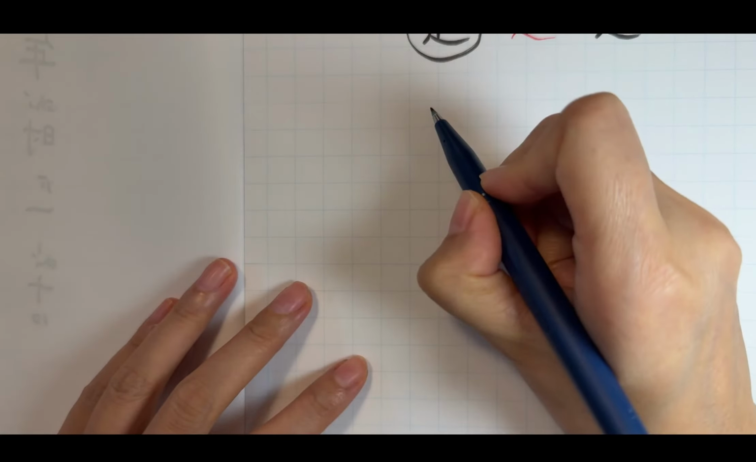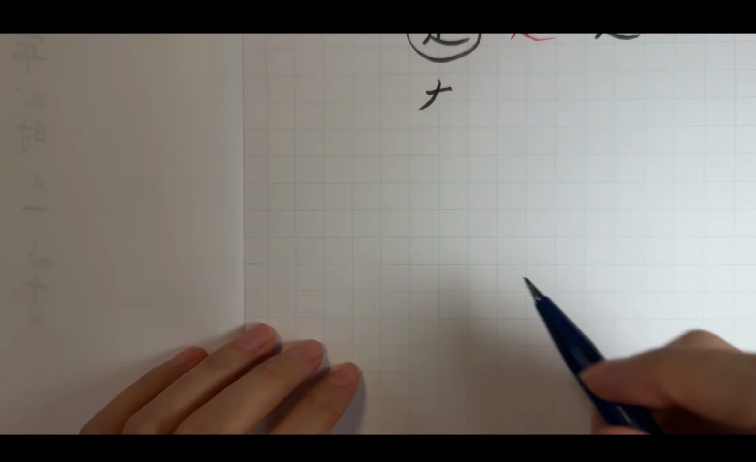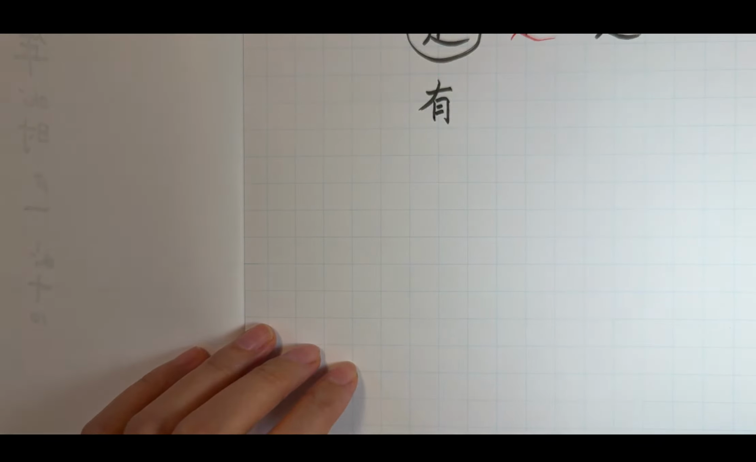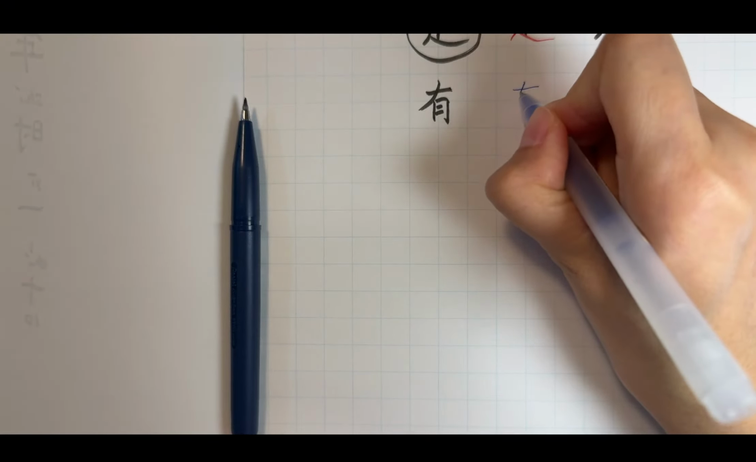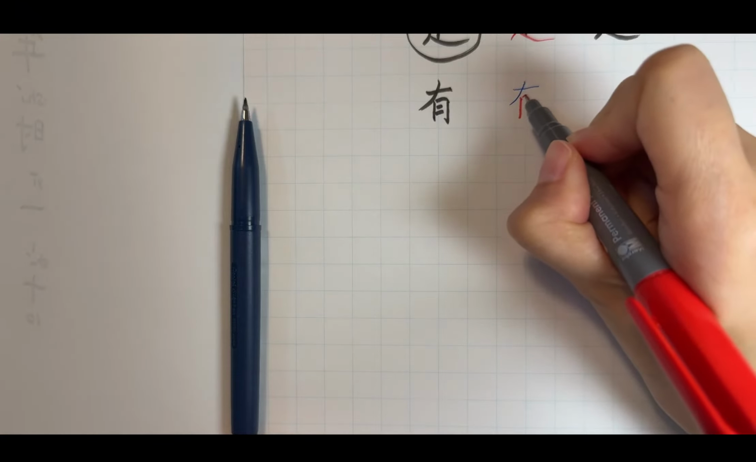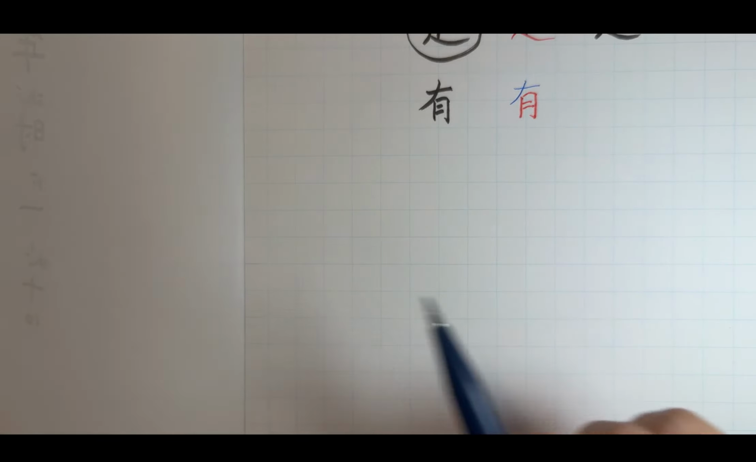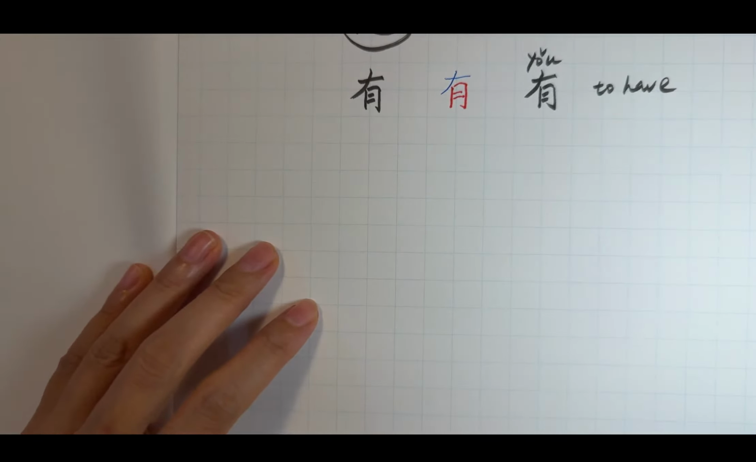So we'll have the top, like 横撇, is easy, right? Like part of the 大. And we have the moon, right? Looks like the moon. So it's easy. We have this part on top. And we have this at the bottom. So it's not that hard. So when you write 有, is to have. Or there is, there are, existence.